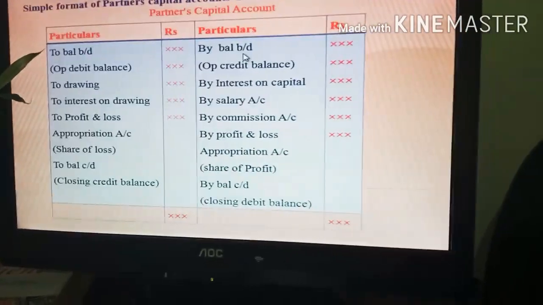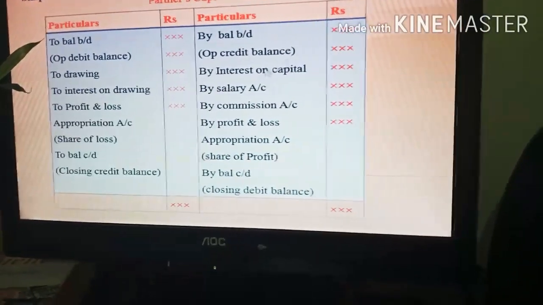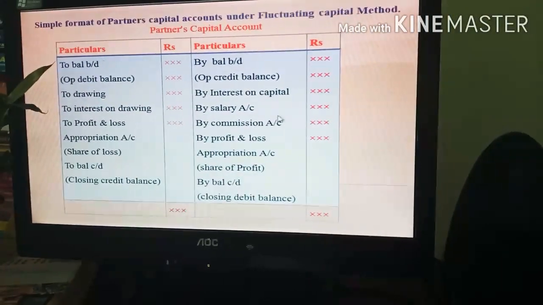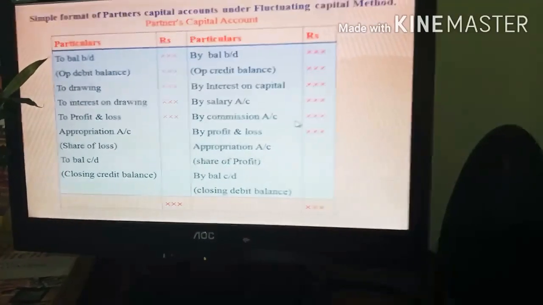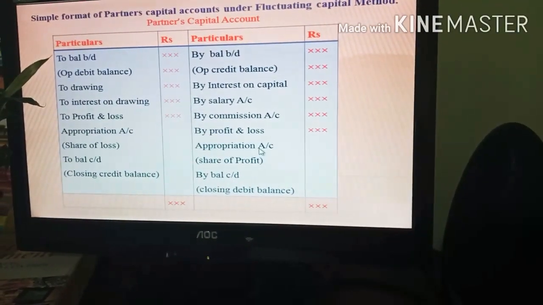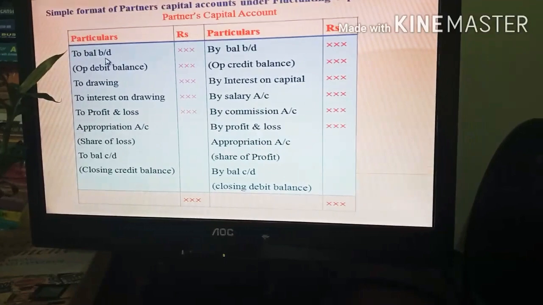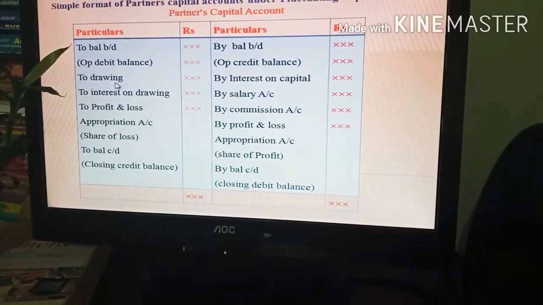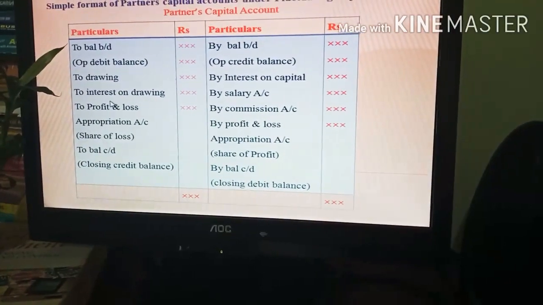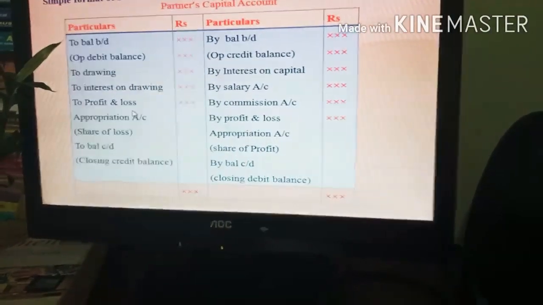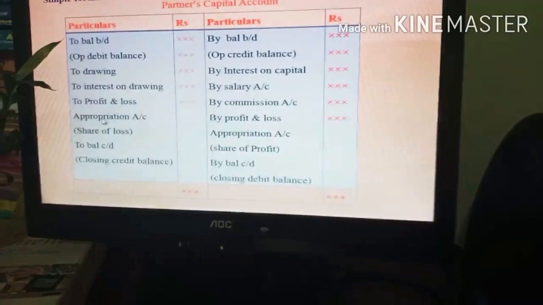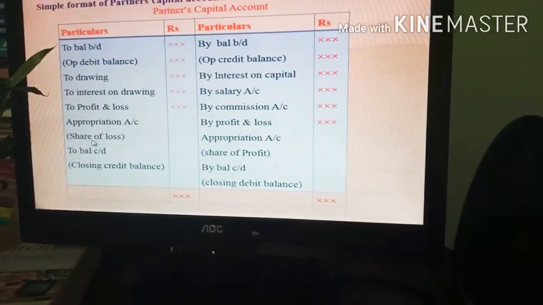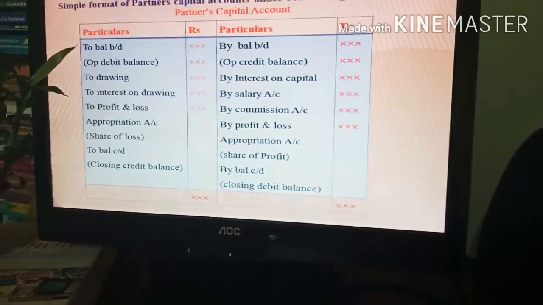By balance brought down, we have to take the credit balance. Interest on capital you have to write on the credit side. Salary of the partner you have to write on the credit side. By commission account, by profit and loss appropriation account if there is a profit. And to balance brought down, if there is a debit balance, you have to record it. To drawings you have to record on the debit side. To interest on drawings you have to record on the debit side. And to profit and loss appropriation account if there is a share of loss. In such a way you have to prepare the partners' capital accounts.